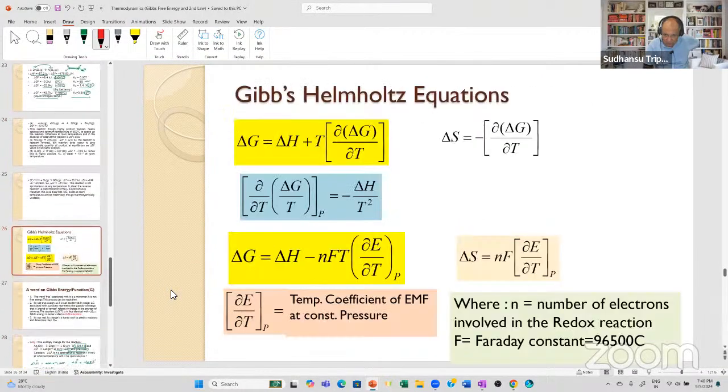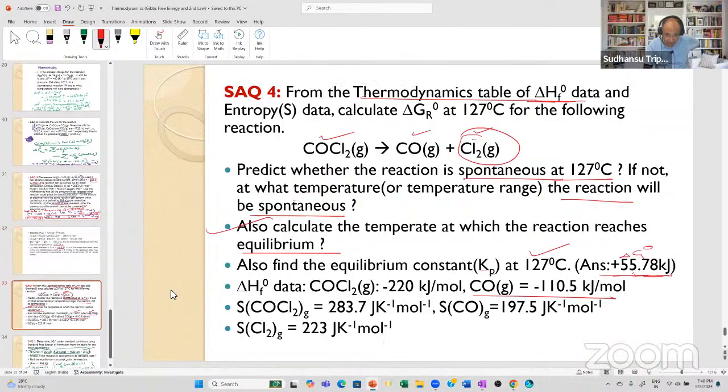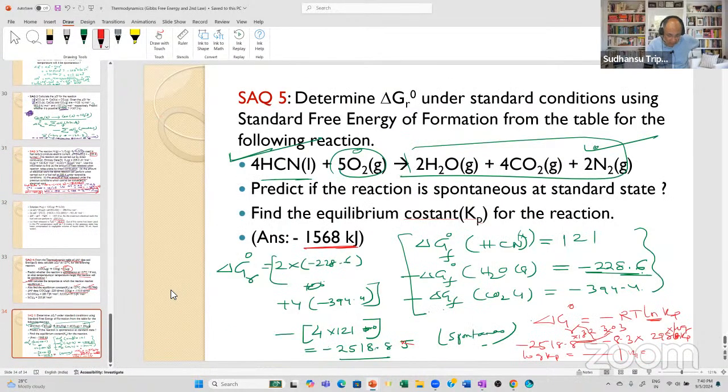So what you have got didn't match with my answer, I have to see. Not my answer, from the source I collected, it was given 1568 kilojoules, but we have got 2518 kilojoules. This is kilojoules, so multiply by 10 to the power 3 and get me the answer. Later, when the class is over, I will check why it didn't match.